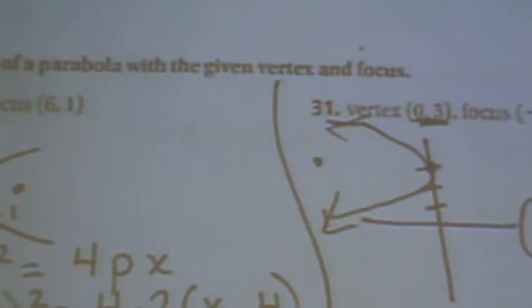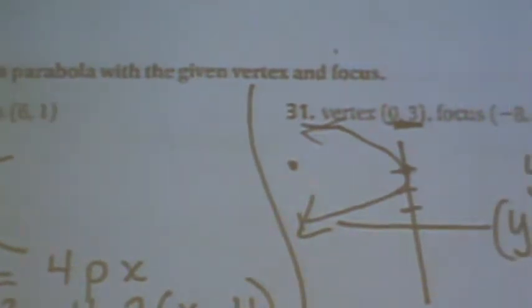And then you're going to do x, what? Minus 0 or just x? How's that? 32. Where's your vertex? (-5, 4). And then (-5, 0) is your focus. So this thing looks like that. So is this an x squared or a y squared? X squared. Is it a positive 4 or negative 4? Negative.